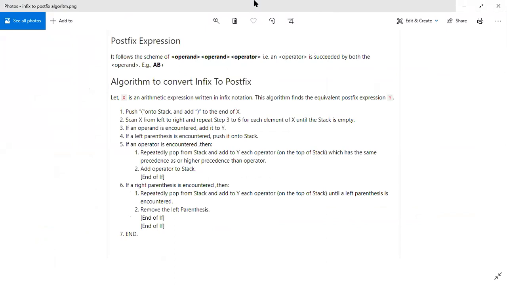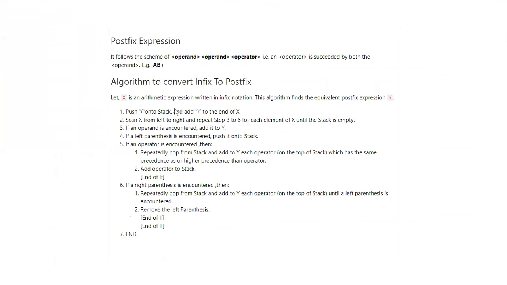The same algorithm which we used in the previous example, I can modify into a simple way by using one or two extra steps, so that I can understand the whole thing easily. So that we will see now. You can see that expression. This is also the same algorithm with slight changes. X is an arithmetic expression written in infix notation. The algorithm finds the equivalent postfix expression Y.